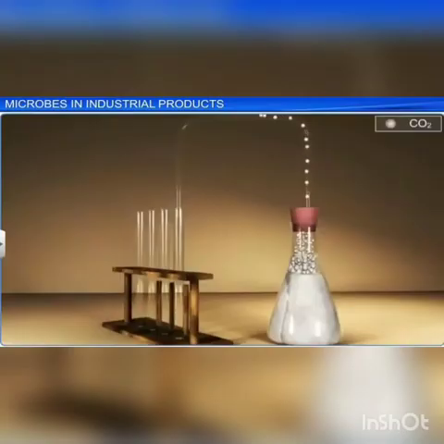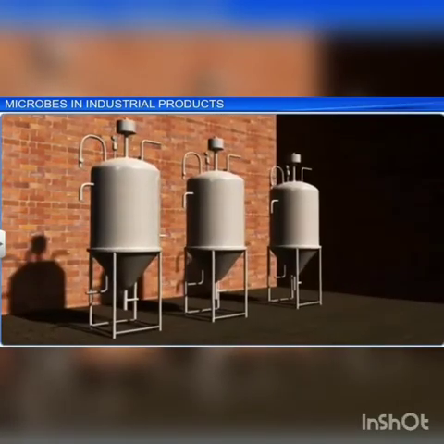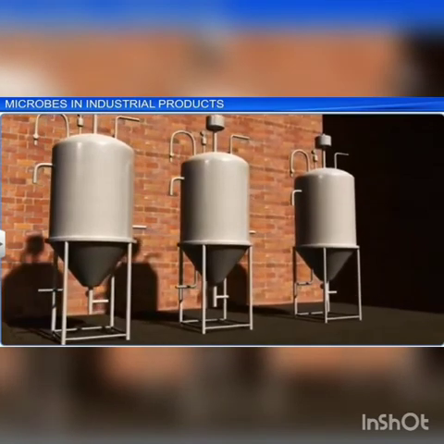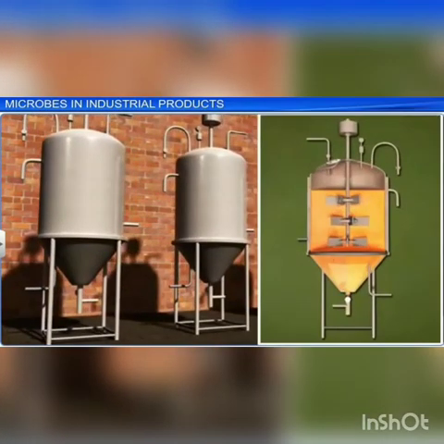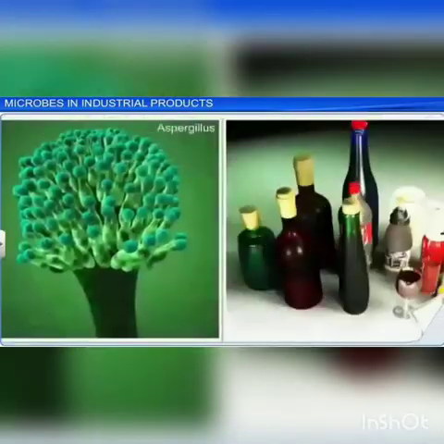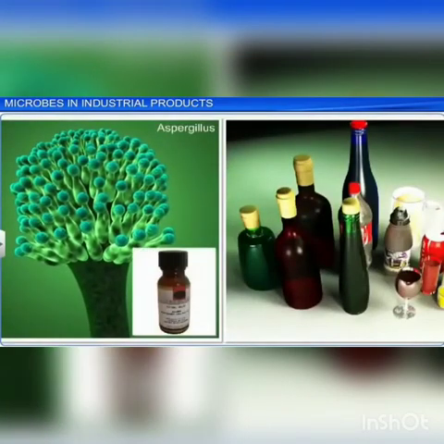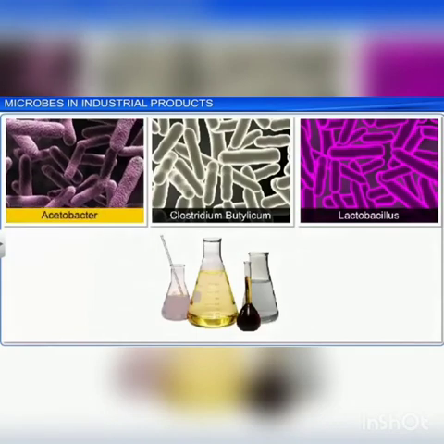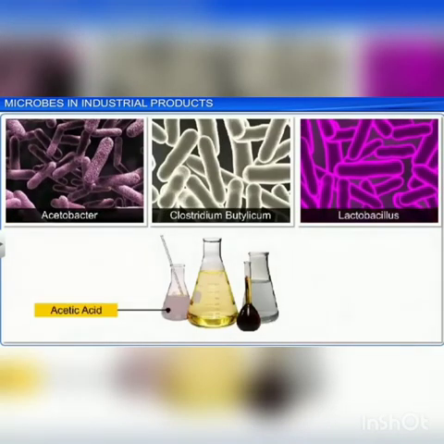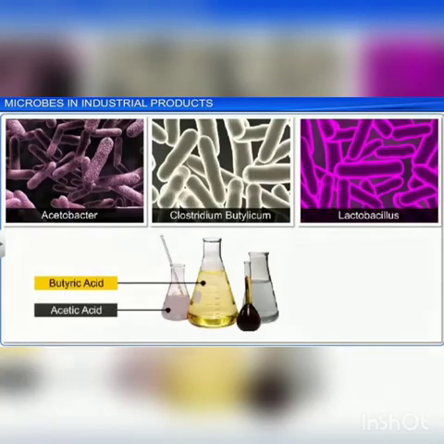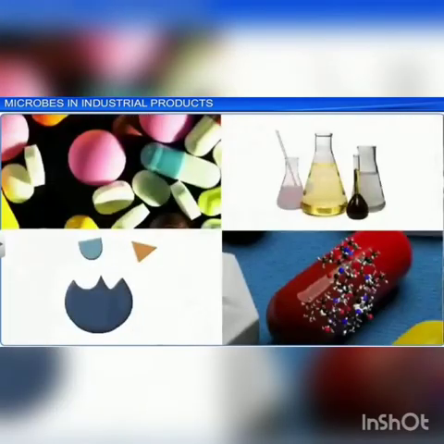Next, what are the chemicals, enzymes and other bioactive molecules produced by these microbes? Microbes are not only used for commercial and industrial production of alcohol, but also for the production of chemicals like organic acids and enzymes. Examples of organic acid producers are Aspergillus niger for citric acid, Acetobacter aceti for acetic acid, Rhizopus oryzae for fumaric acid, Clostridium butyricum for butyric acid, and Lactobacillus for lactic acid. So citric acid, acetic acid, fumaric acid, butyric acid, and lactic acid can be produced from these microbes.